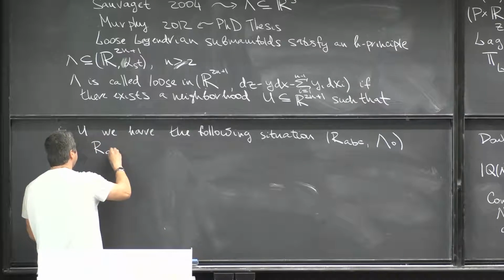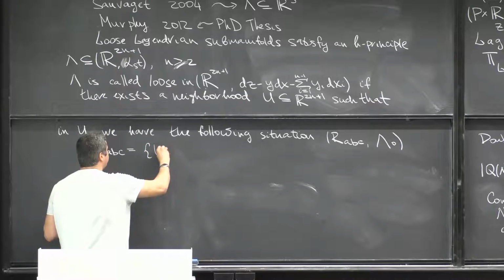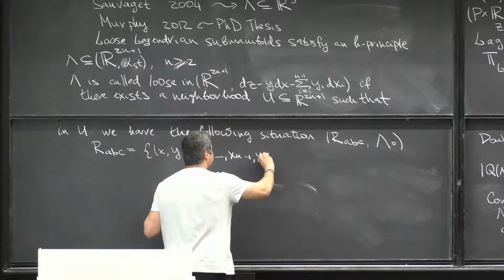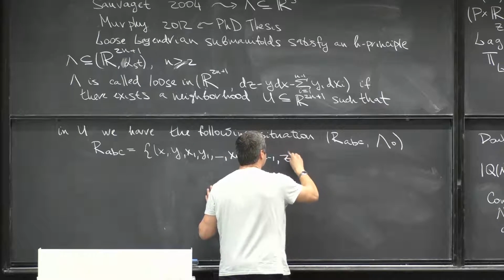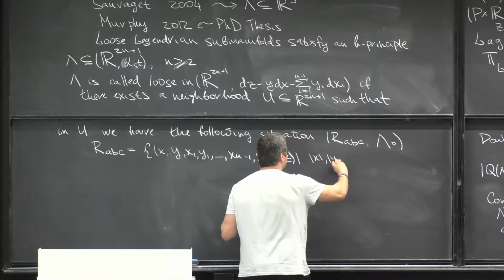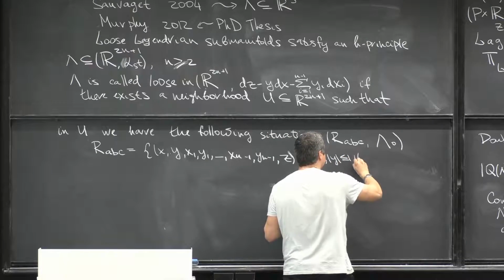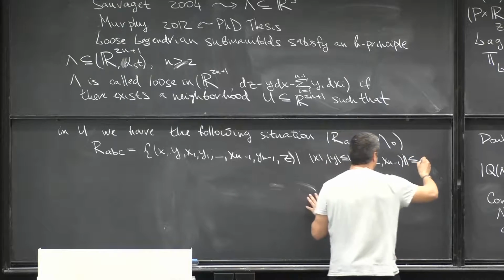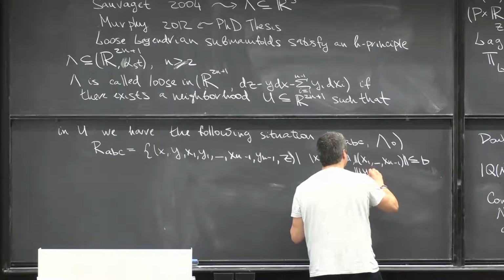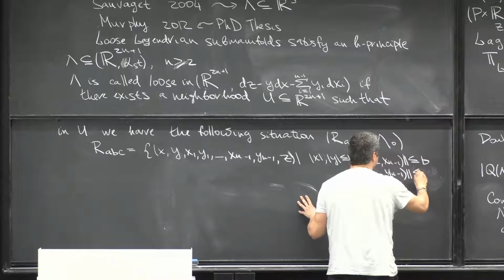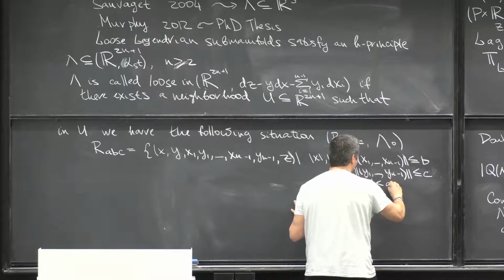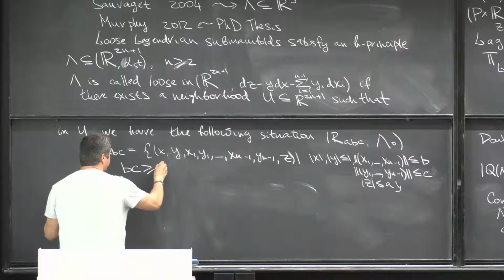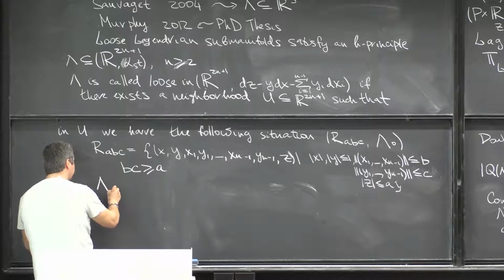So this R ABC is a set of x, y, x sub 1, y sub 1, up to x sub n minus 1, y sub n minus 1, z, such that x and y are smaller or equal than 1, then the norm of x sub 1 to x sub n minus 1 is smaller or equal than b. The norm of y sub 1 to y sub n minus 1 is greater or equal than c, and z is smaller or equal than a, where b times c is greater or equal than a.